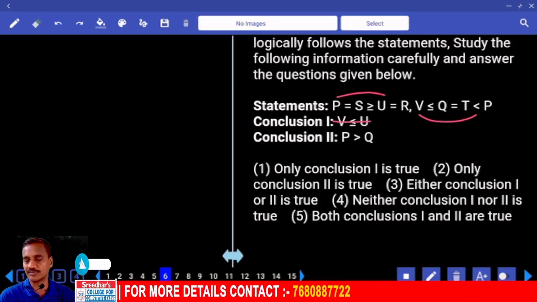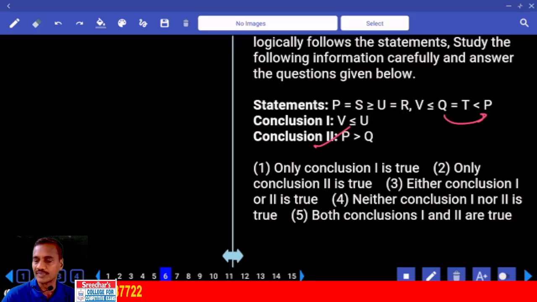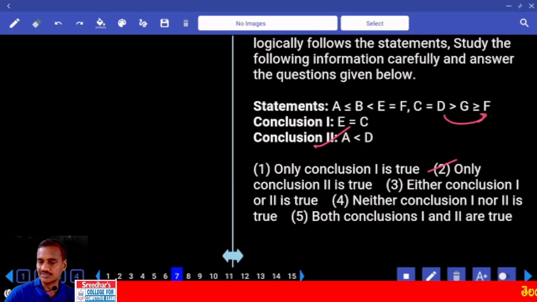Then what is the next one we have? P and Q. Now in this, P is here, Q is here, Q is lesser than P, P is greater than Q. Only two follows. Choice 2 for question number 6.